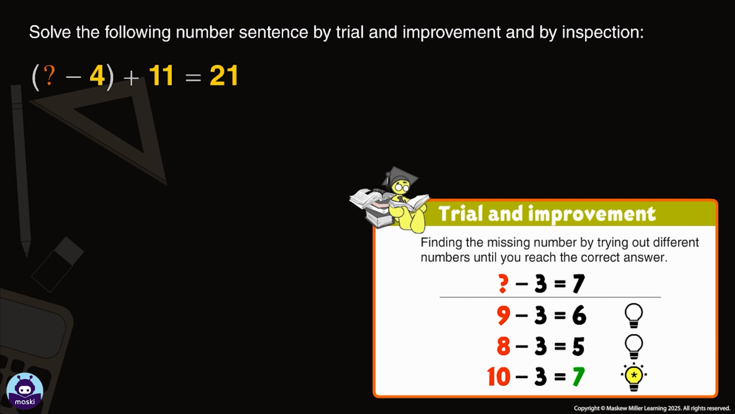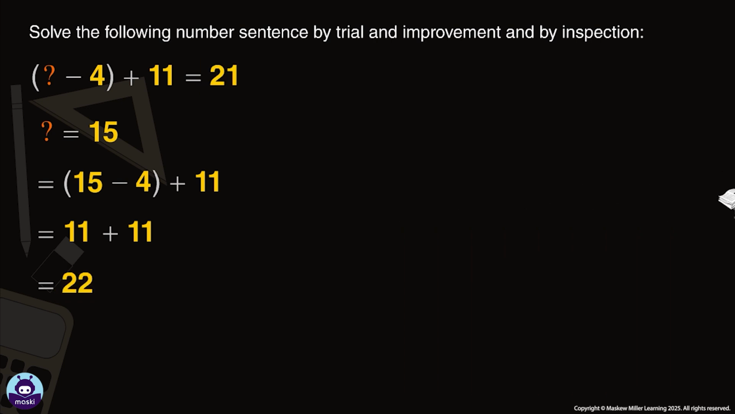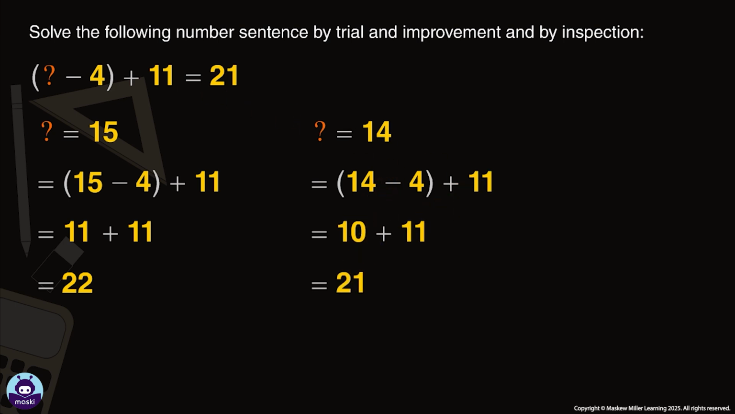Substituting is replacing one thing by another. In this case, we are going to substitute question mark by another number. Let us try 15 and substitute. (15 minus 4) plus 11 equals 11 plus 11 equals 22. 15 is a bit big. Let us try 14 and substitute. (14 minus 4) plus 11 equals 10 plus 11 equals 21. 14 is correct. Therefore, the missing number is 14.